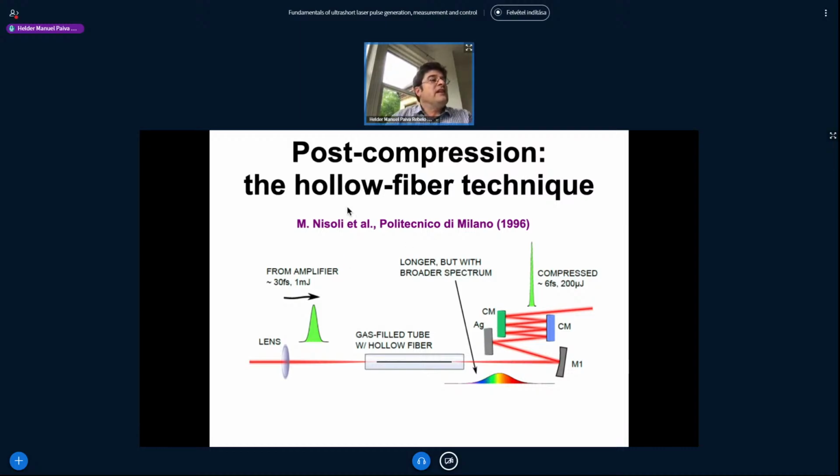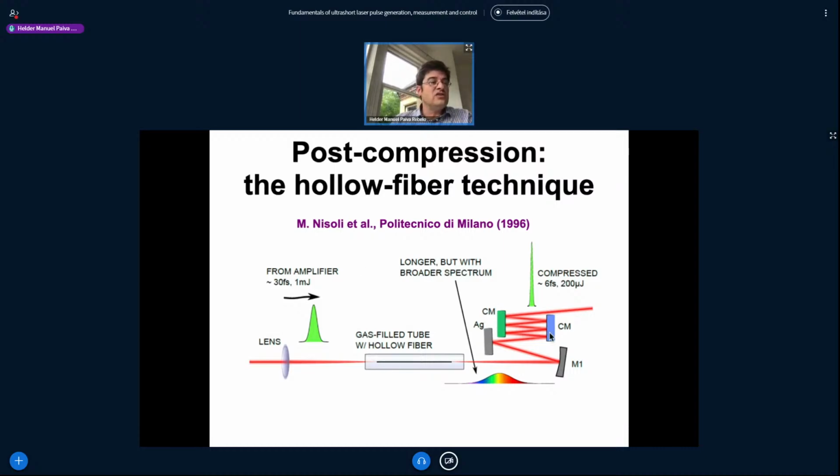So a very important technique, which was devised also roughly 25 years ago, in Italy, consists in taking your pulse, which is here, this red pulse, a 30 femtosecond pulse, and then using the magic of nonlinear optics, increase its spectral content, so make its spectrum broader, okay? And this is something you can do if you have a sufficiently short pulse. So by making this pulse propagate in a hollow piece of glass, also called hollow fiber, filled with gas, by propagation, the spectrum of the pulse will broaden. So you will end up with a spectrum which is broader than the initial spectrum, which means that you can compress the pulse to a shorter duration.